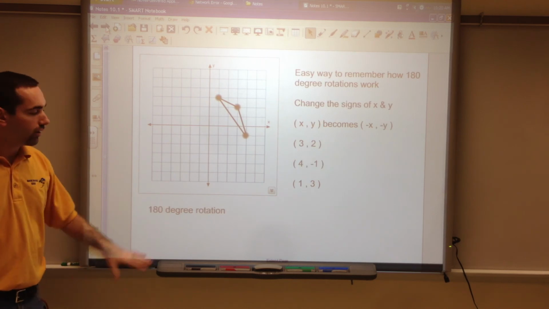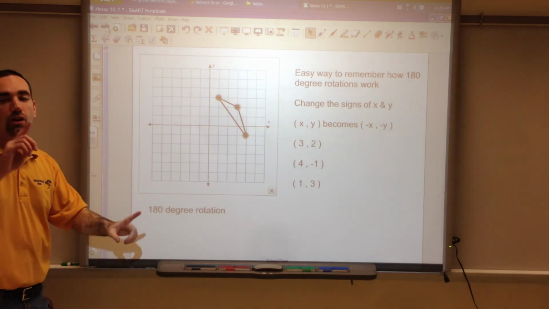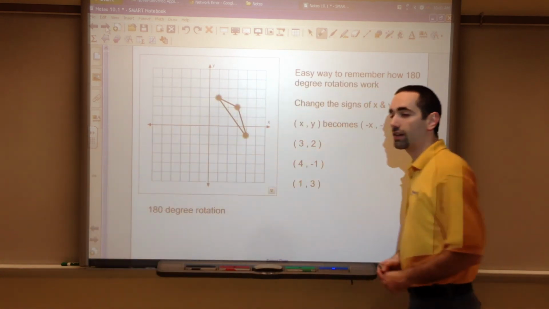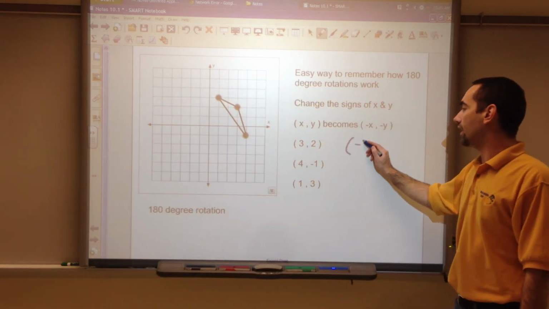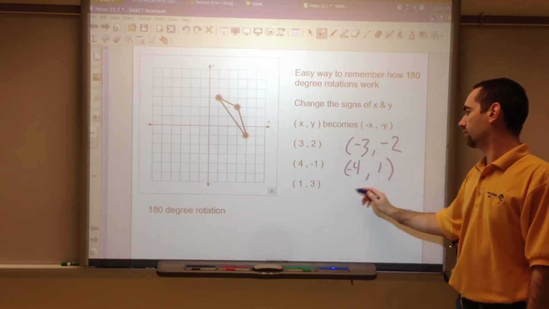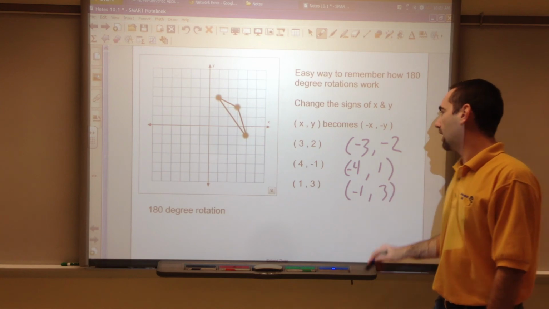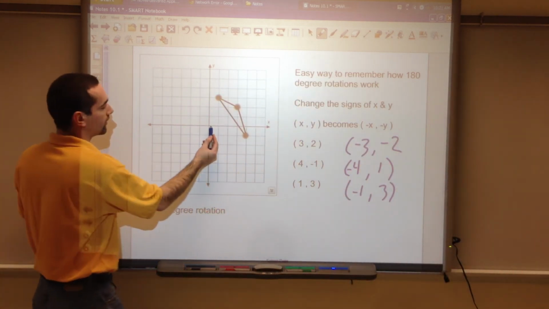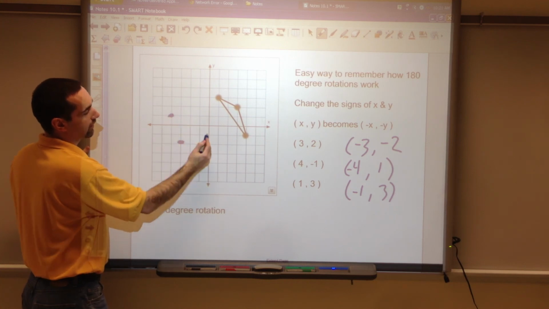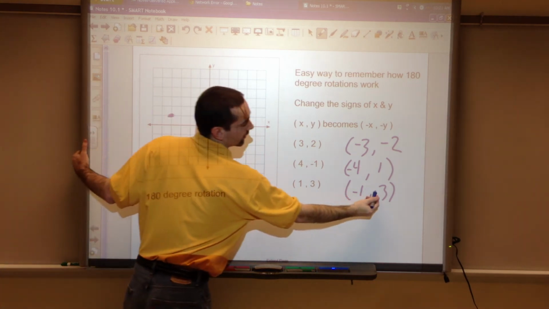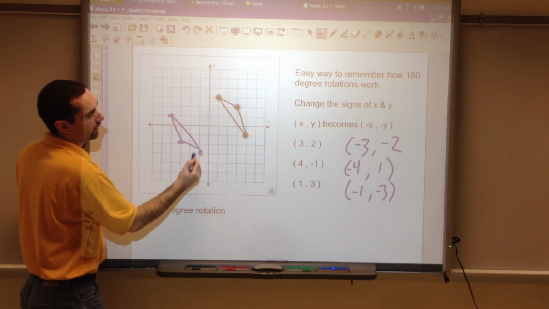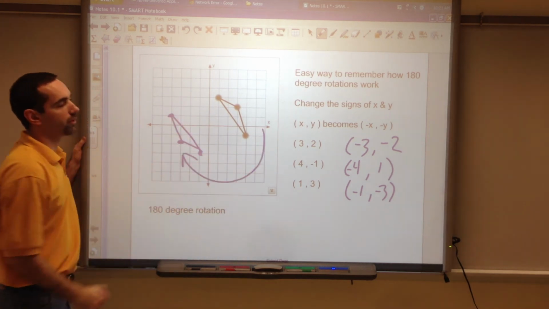And last, 180-degree rotation. We change the signs of our x and y. And this makes our life easy. I don't really have to think about it. I just change the signs. And now I can graph it. -3, -2, -4, 1, -1, that should be a -3, -1, -3. That is a 180-degree rotation.